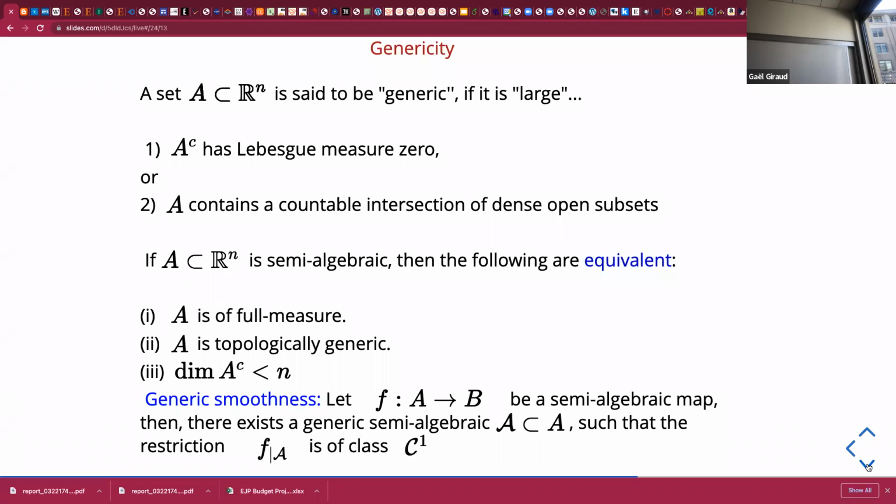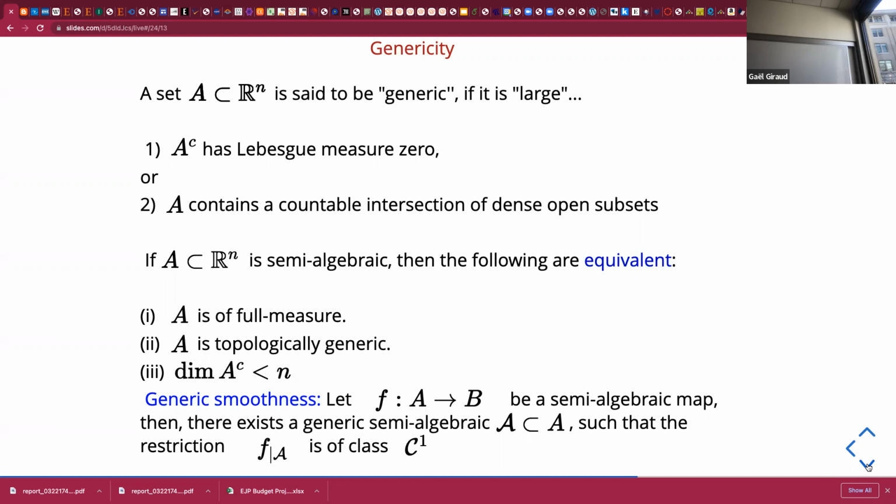Is generic the same as closure equals the whole thing? So you are thinking about topologically generic. The definition would be you contain a countable intersection of open dense sets, which means that each of these open dense sets is such that the closure would encompass the entire set. But the set itself could be larger than that. Yeah, you just need to contain it. Got it.